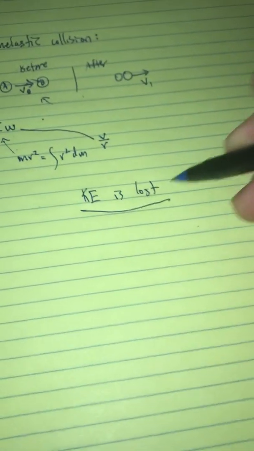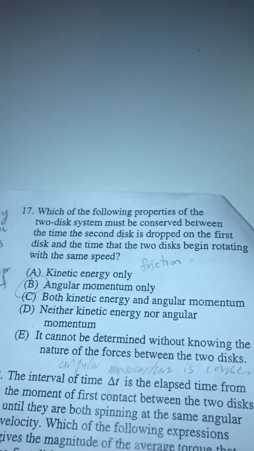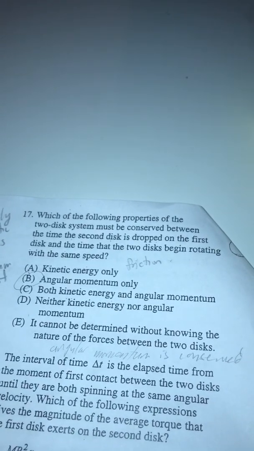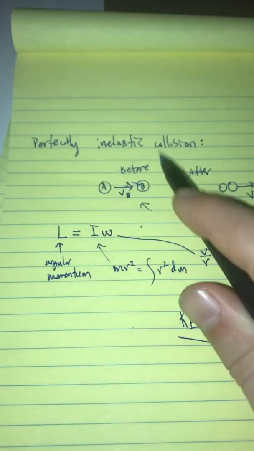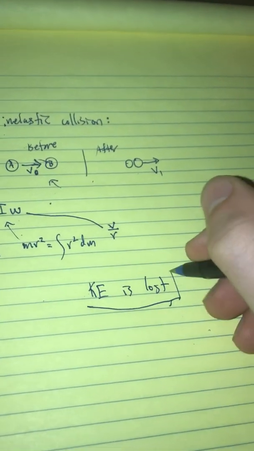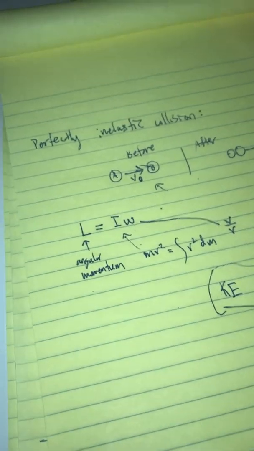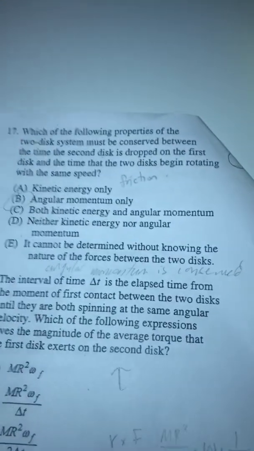Okay, so now noting that, question 17 asks us which of the following properties of the two-disk system must be conserved between the time the second disk is dropped on the first disk and the time that the two disks are rotating with the same speed. So, going off that principle about perfectly inelastic collisions, that means kinetic energy is lost. So it can't be A, because kinetic energy is not conserved in this collision. So that rules out answer C as well.